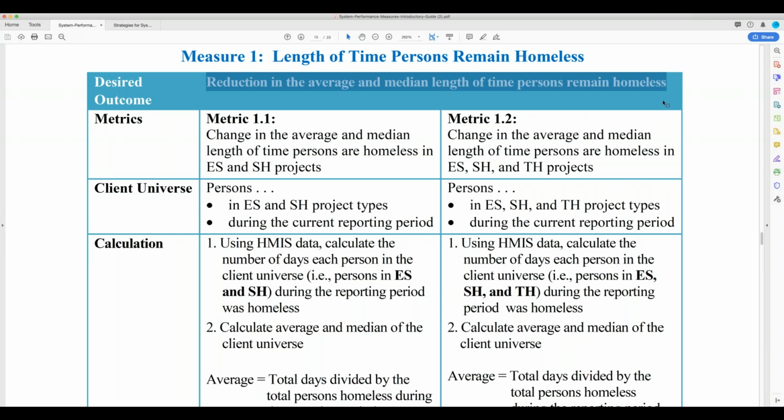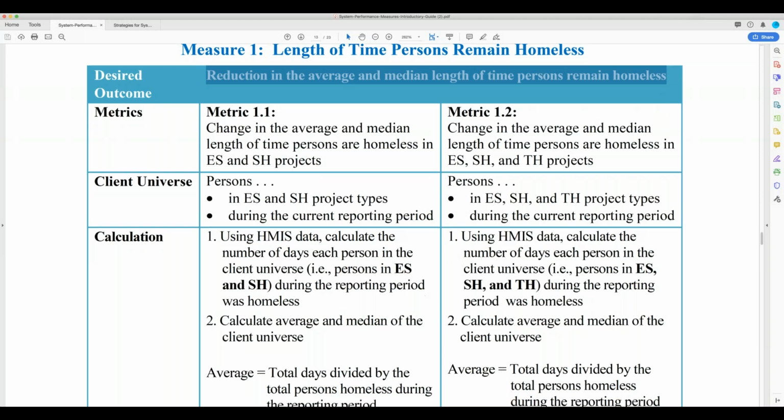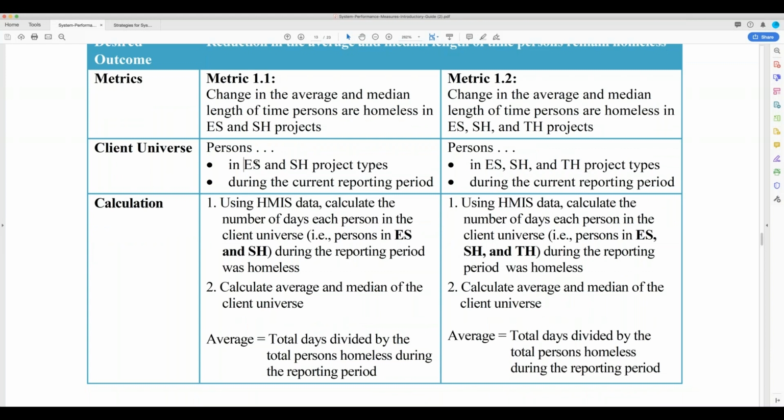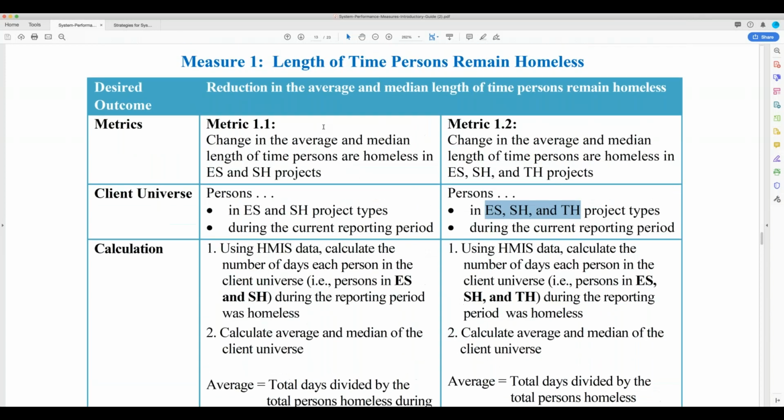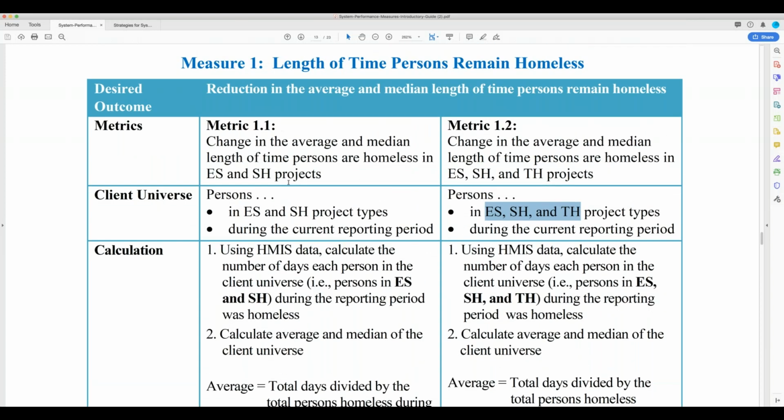What could we do? How could we use the information about how long people are spending in emergency shelter, safe haven, and transitional housing projects? What could we do to examine, based on this information, how to reduce the average length of time people spend in these projects? What are the ways that we could use this information to have an impact?